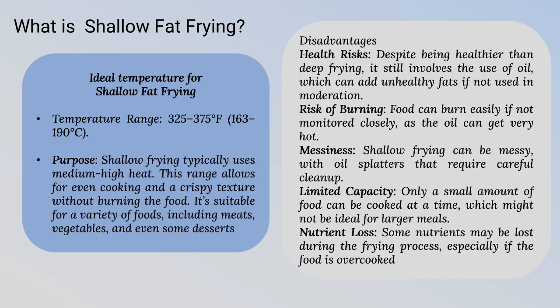Purpose: shallow frying typically uses medium high heat, and this range allows for even cooking and a crispy texture without burning the food. So we can well understand why you require a medium range heat for that. It is suitable for a variety of foods including meats, vegetables and even some desserts. You can go for shallow fat fry.